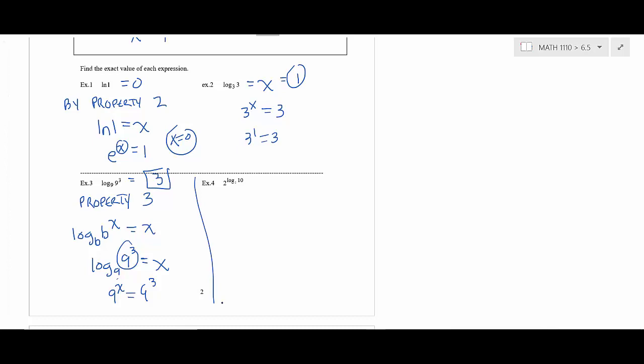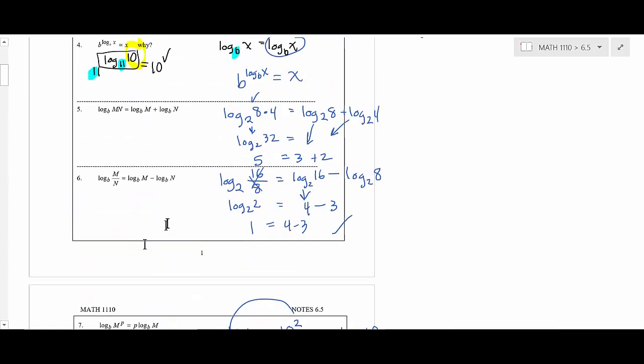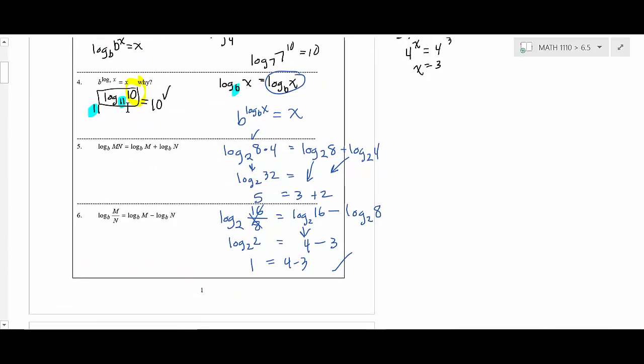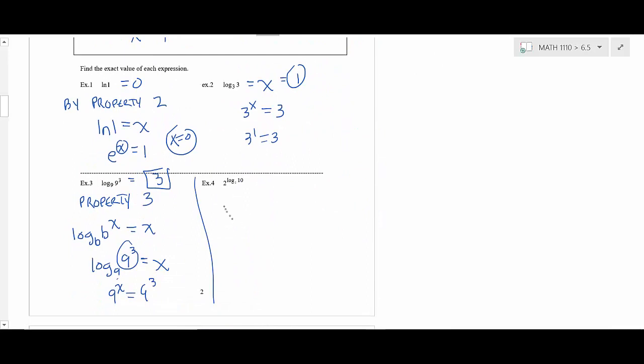Okay, the next one. This one is property 4. The way I wrote property 4 is b to the log base b of x power equals x. So what's the answer to this problem based on that property I wrote down? 10. Okay, good. The answer is 10. That one's probably one that you want to just know.